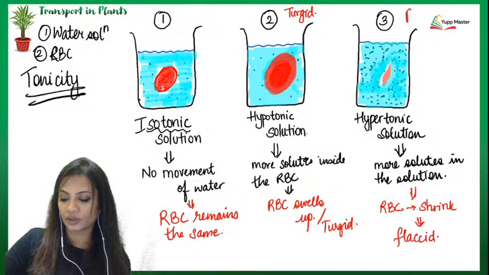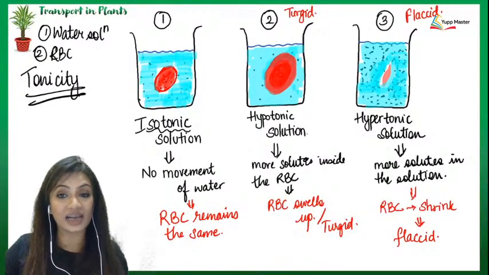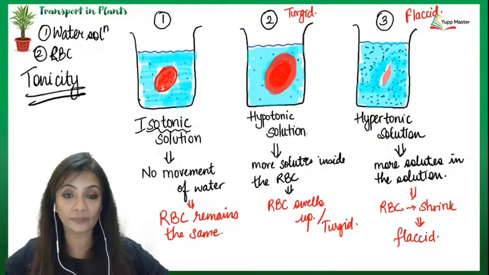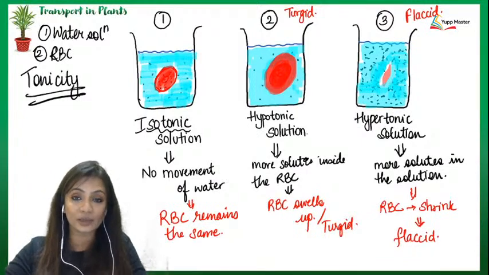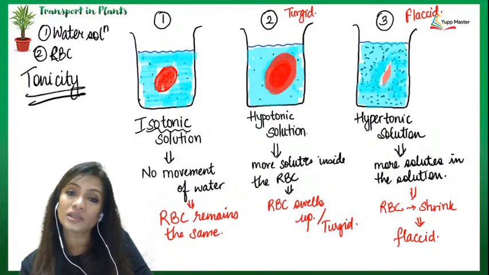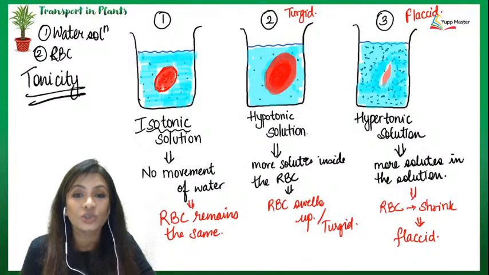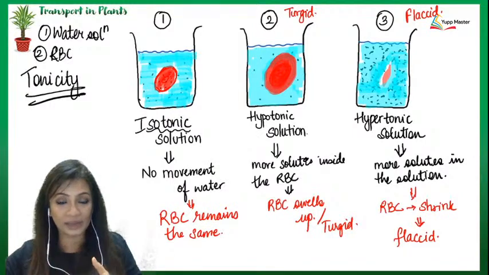Okay, so the third experiment shows that RBC becomes flaccid. Or you can also call this RBC becoming plasmolyzed. Now we studied the different ways that water can be transported. We learnt about diffusion. We also learnt about osmosis. These are two terminologies which are going to be helpful when we're talking about transport happening anywhere.